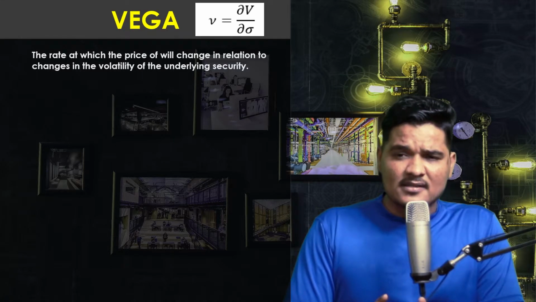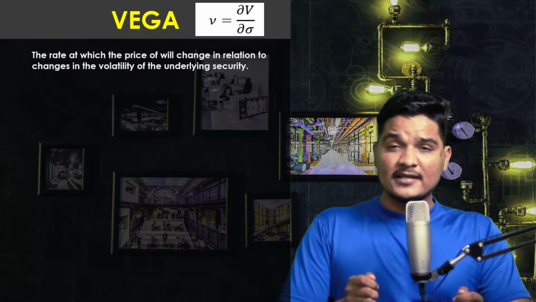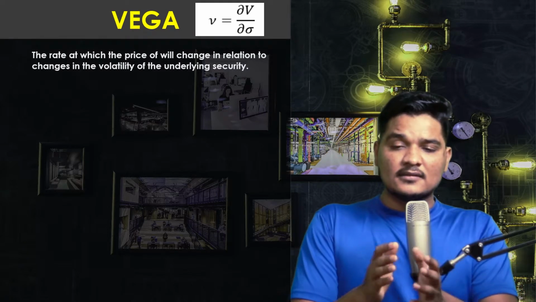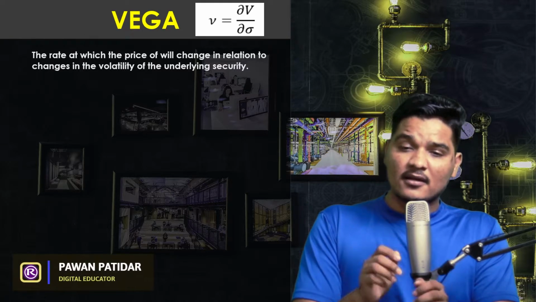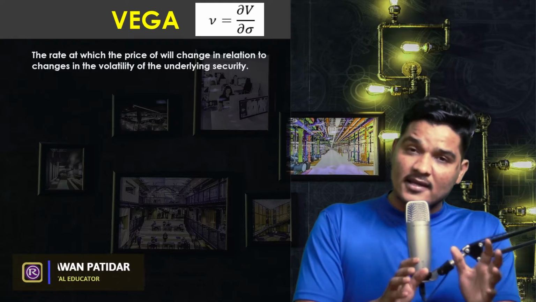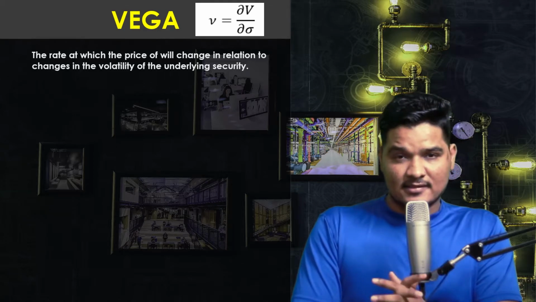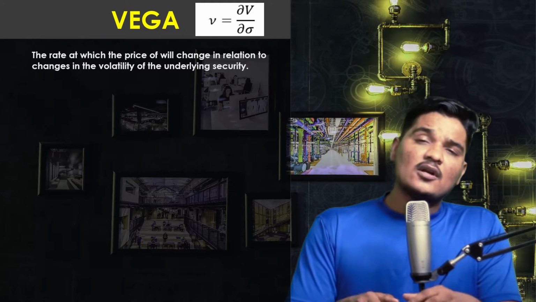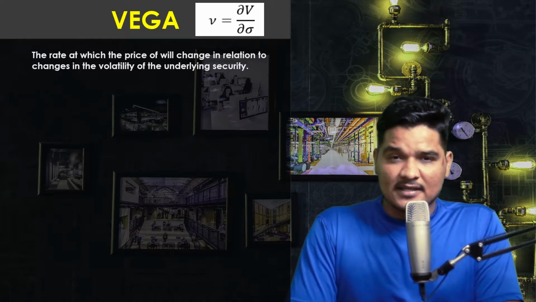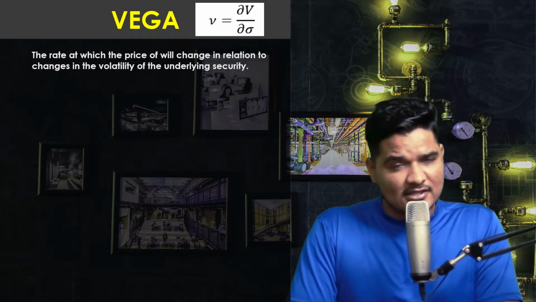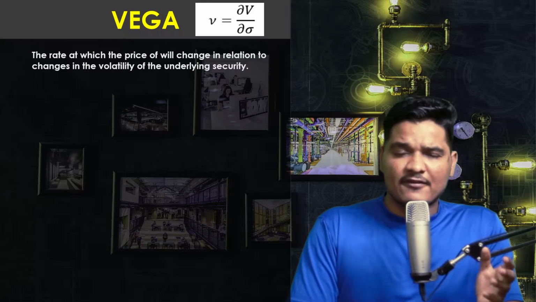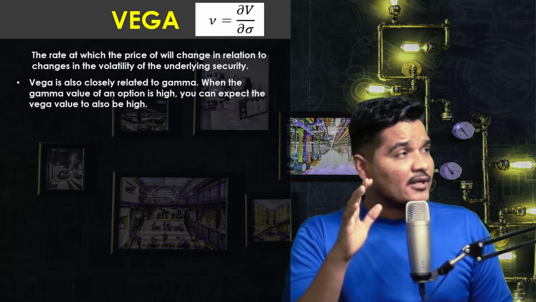It simply means how much your premium is going to change when the underlying asset's volatility changes. Okay, so this is called Vega. So Vega represents how much your price is going to change with respect to the volatility change. Okay, so that is the definition. Now let's go deeper into it.